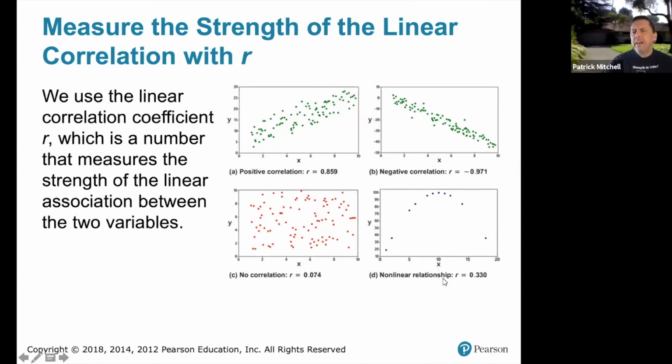Also, this value of R would have been calculated using the formula for the linear correlation coefficient. So even though this is really a perfect quadratic correlation, that is not a very strong value of R, okay?